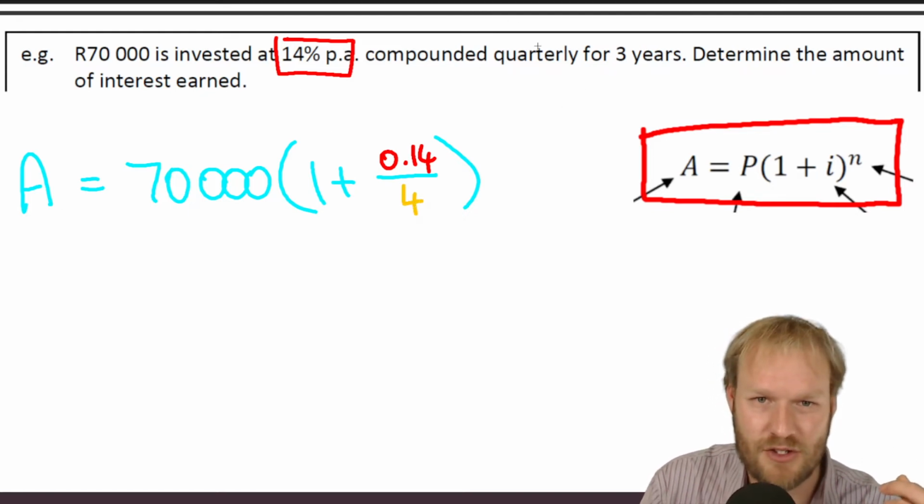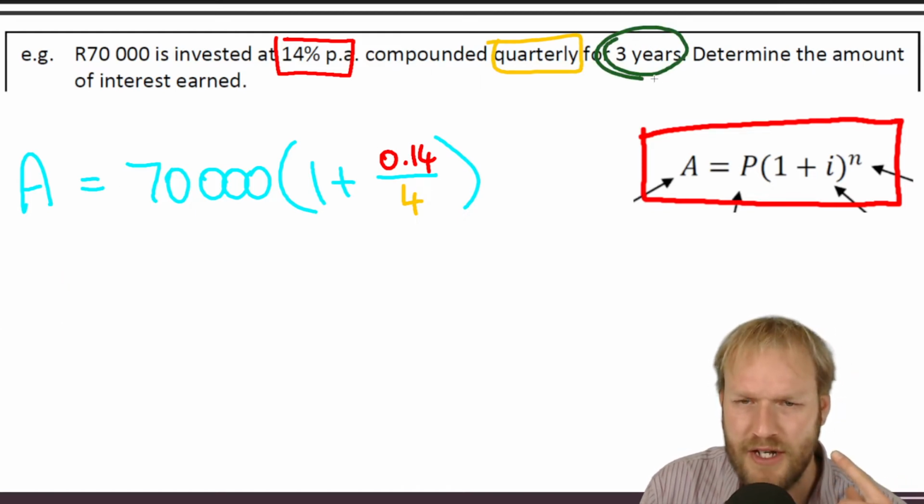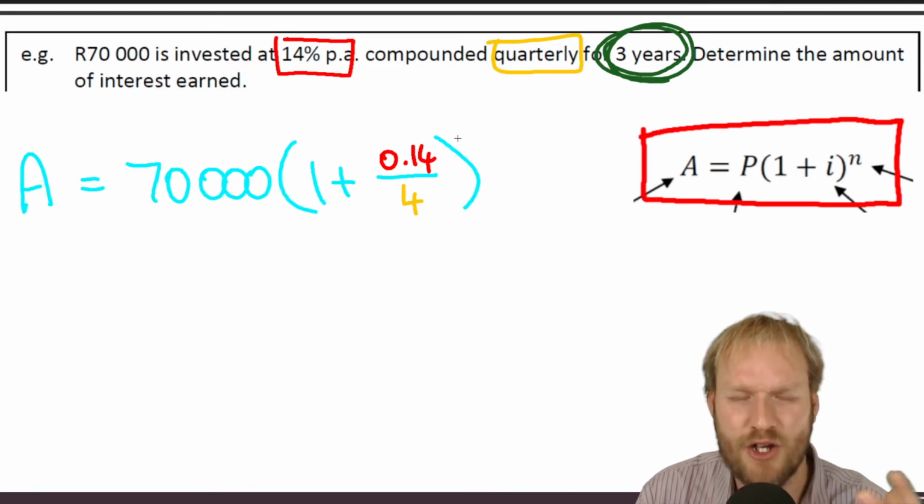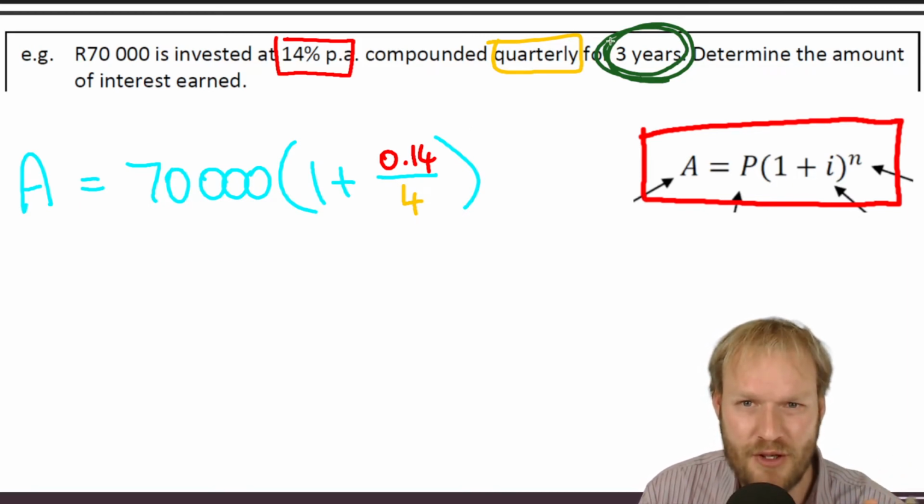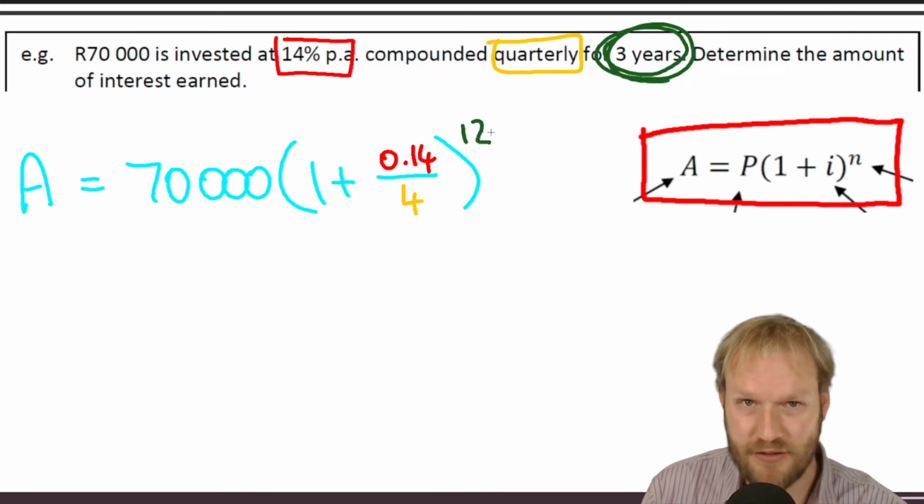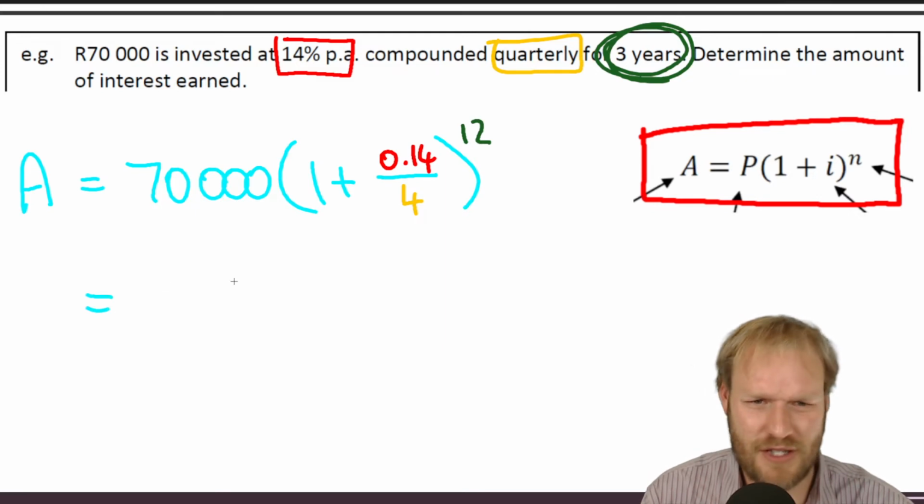Okay, and so that's the quarterly. And then finally, we've got 3 years that we're doing this for. So therefore, what's our value of n? How many compounding periods are there? Well, 3 years quarterly means that there are 12, because we've got 3 times 4, 4 quarters in every year, but for 3 years. Okay, and then we're just going to punch that into our calculator.